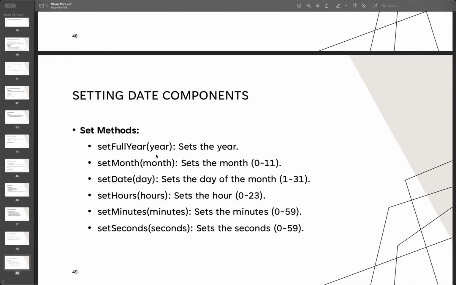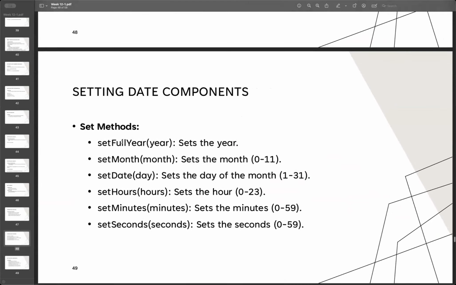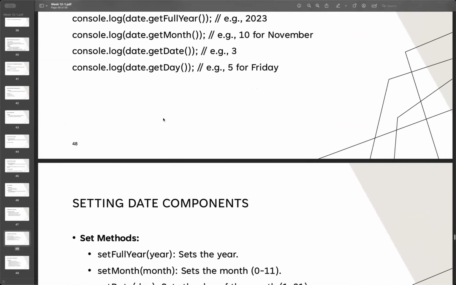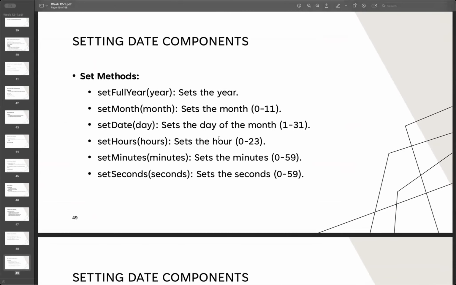We have getter methods, and of course we also have setter methods. So we can say setFullYear to set the year, setMonth, setDate, setHours, setMinutes, and also setSeconds. That means even when you create the date object with empty input, you can set them one by one, or modify it.